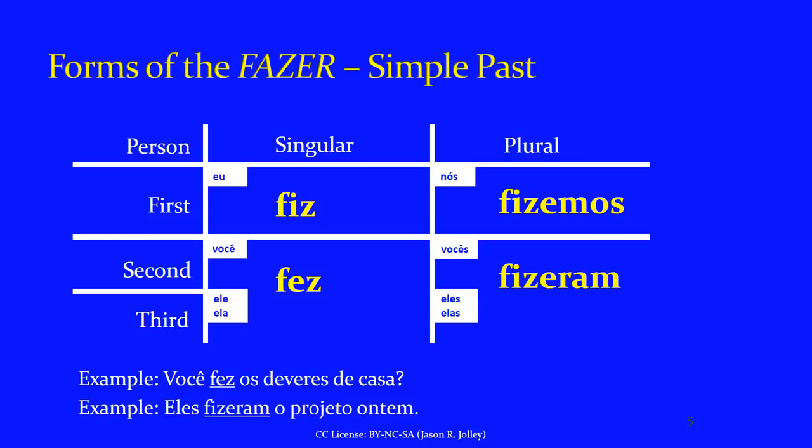Now we're looking together at forms of fazer in the simple past, right? I did, he made, we did, they made, etc., right? Eu fiz, você fez, ou ele fez, ela fez, nós fizemos, vocês fizeram, eles ou elas fizeram. So, fiz, fez, fizemos, fizeram.